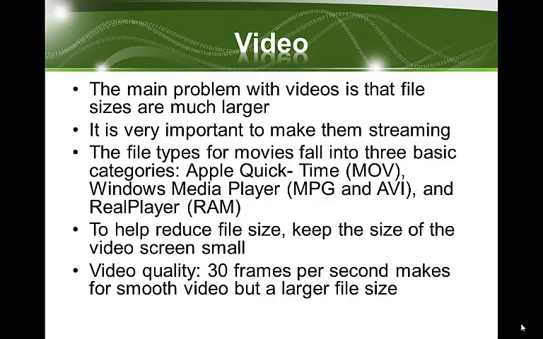Now with video. The main problem with videos is that the file sizes are much larger, so download time can be a barrier. It's very important to make them streaming. The file types for movies fall into three basic categories: Apple's QuickTime MOV, Windows Media Player MPG and AVI, and Real Player RAM. To help reduce file size, keep the size of the video screen small.